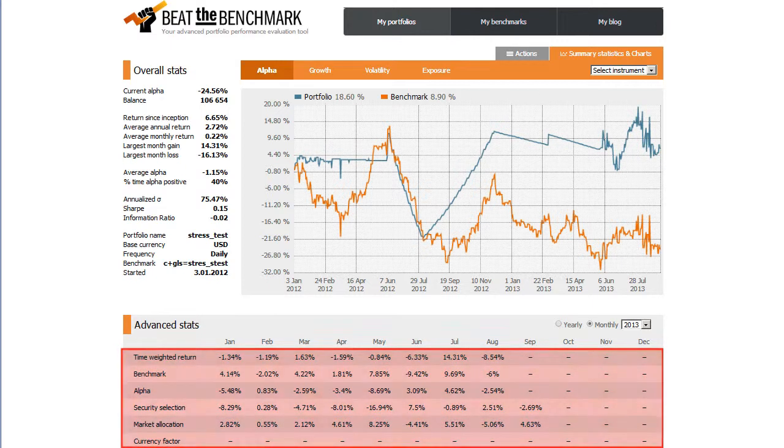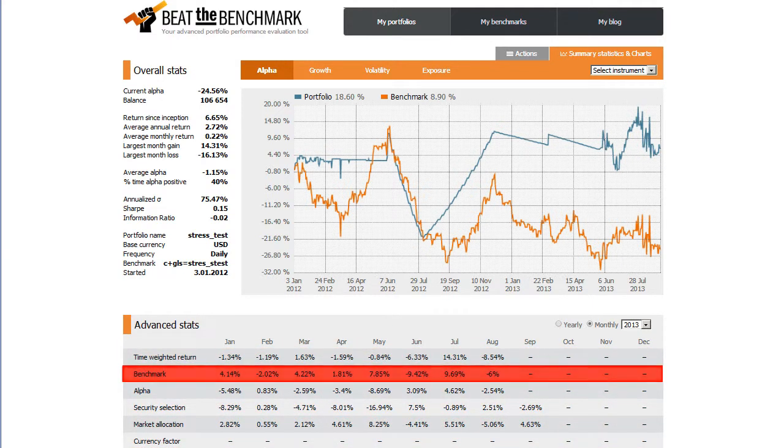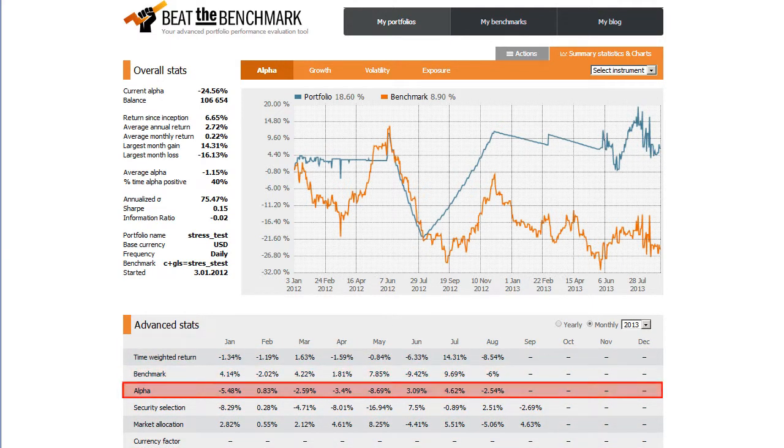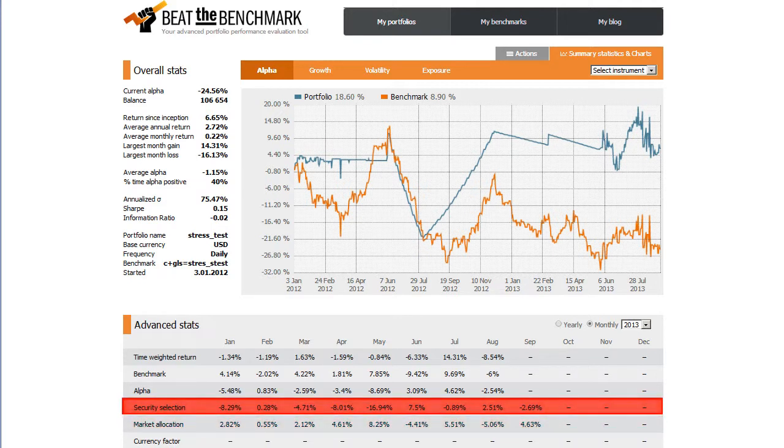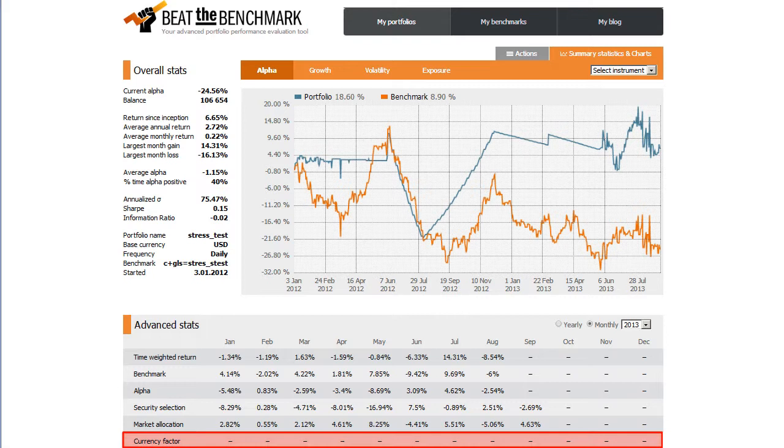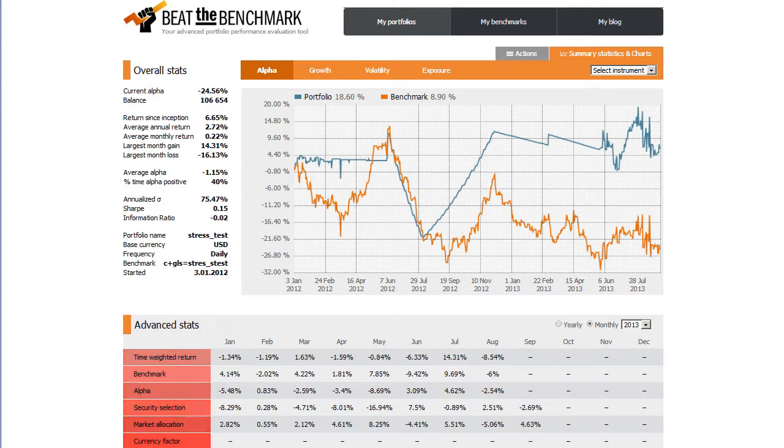Advanced Statistics aggregates time-weighted return, benchmark return, alpha return, as well as performance attribution and in particular market timing, security selection, and currency contribution. Remember that even if you submit data to the system on a daily basis, general information including attribution statistics is presented on a monthly basis.